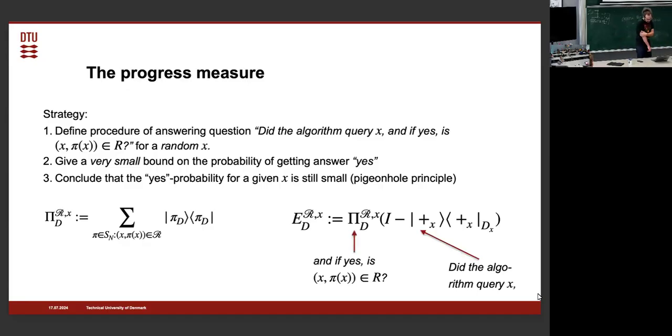And now basically, if picking x at random and then applying this operator and taking the norm of this, that's our progress measure.